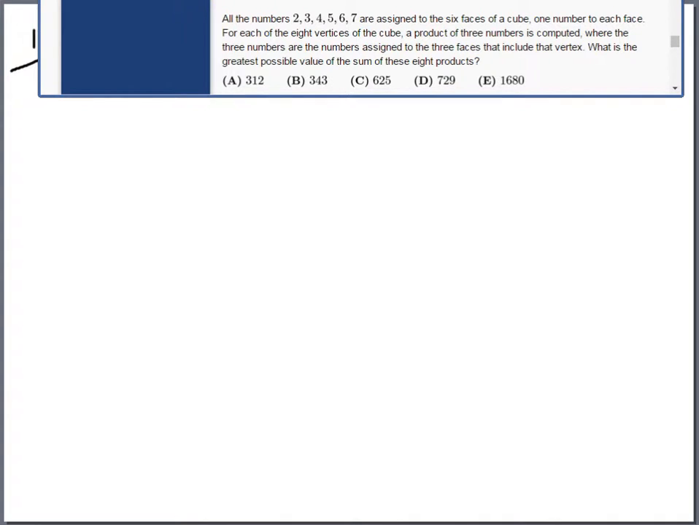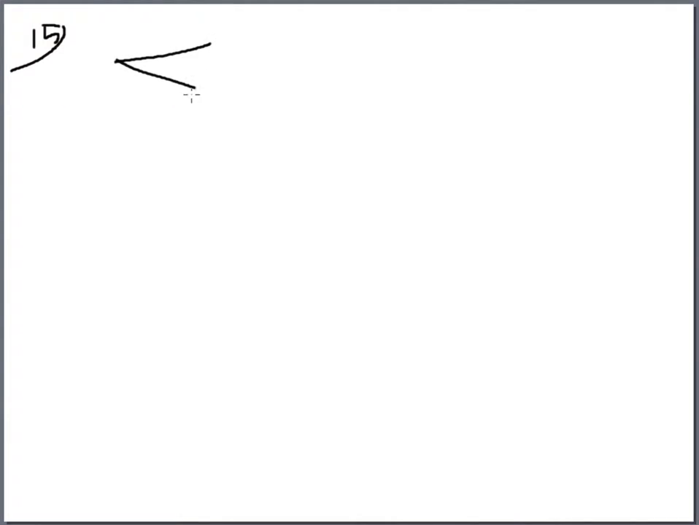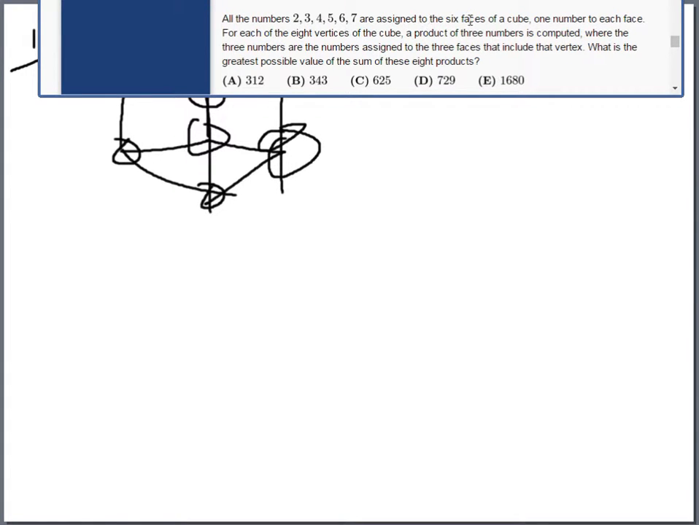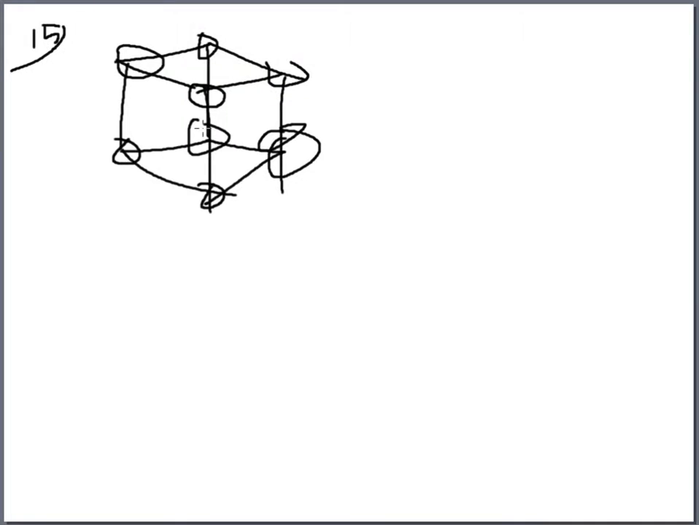So there's 8 vertices in a cube, so let's just draw out a cube so we know what a vertex exactly is. So we have this, and this is a vertex, all of these are the vertices, and there's 8 of them. So now it claims that for each of the 8 vertices, a product of 3 numbers is computed, where the 3 numbers are the numbers assigned to the 3 faces that include that vertex.